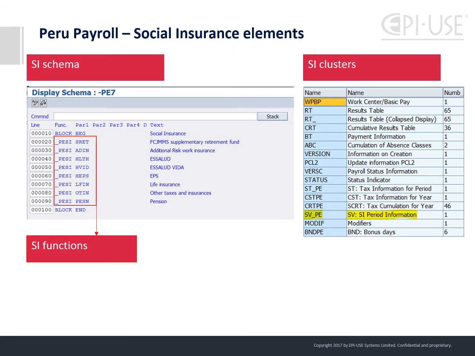If we have a look at other social insurance elements, we will see that there's a schema again, PE7, with SI functions that will calculate the social insurance, and all of this information is also stored in the SI cluster in the payroll that can be used for calculation and reporting.